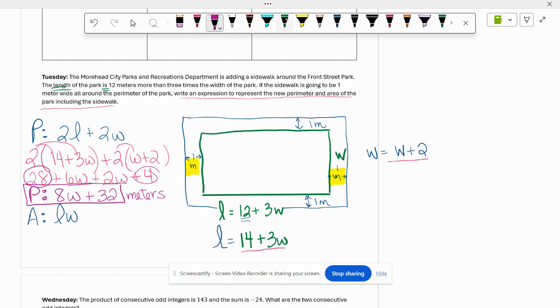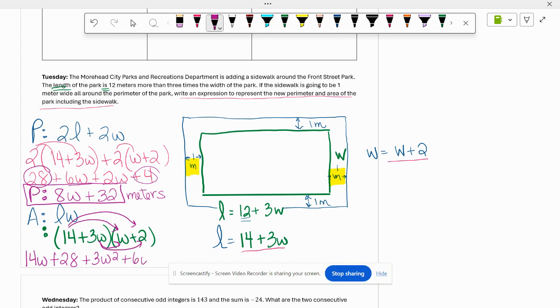Okay. So next, let's take a look at the area. So remember that my area, that's my length. So 14 plus 3W times my width, which is W plus 2. Well, I'm going to FOIL or distribute. So 14 times W is 14W. 14 times 2, well, that's 28. 3W times W, that's 3W squared. And 3W times 2 is 6W.